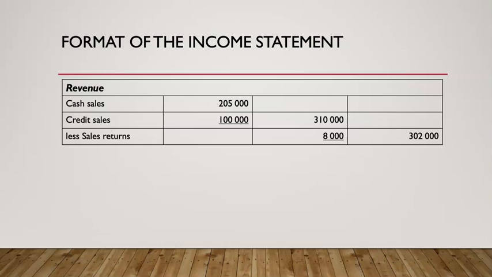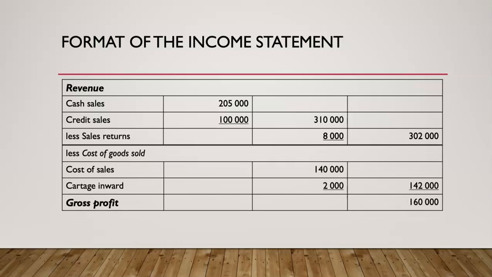The format is if we have more numbers to add up before we get to a total, we put them in the left column, and then the totals end up in the right column. So we add up both of our sales, and then we less sales returns because that is something that is an expense or a negative revenue. So we now have $302,000 of revenue, and we now need to less our cost of goods sold.